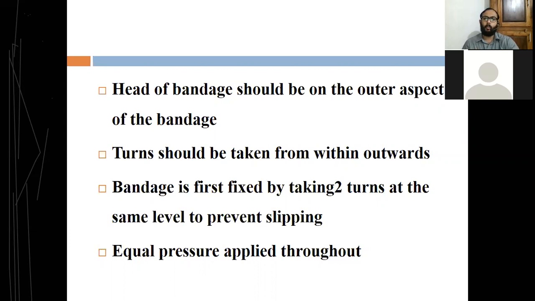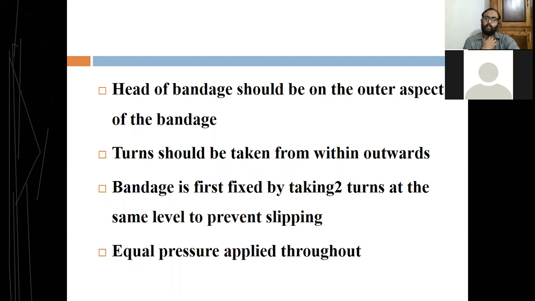Actually, the patella always subluxates to the lateral side. So in that particular condition, after the reduction method, we give the bandage from lateral to medial, not medial to lateral. Generally, we do the bandage from medial to lateral. This turn should be taken from within outwards, from inwards to outwards. The first two turns of the bandage should be at the same level to avoid slipping.